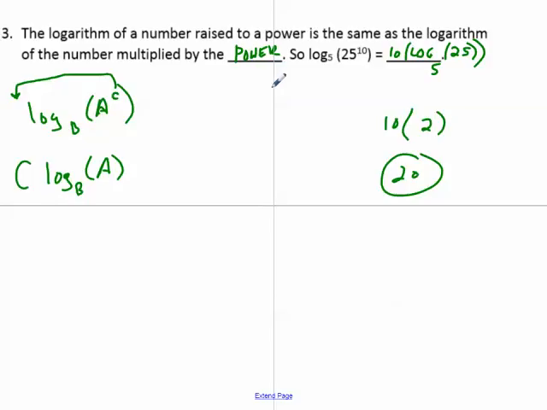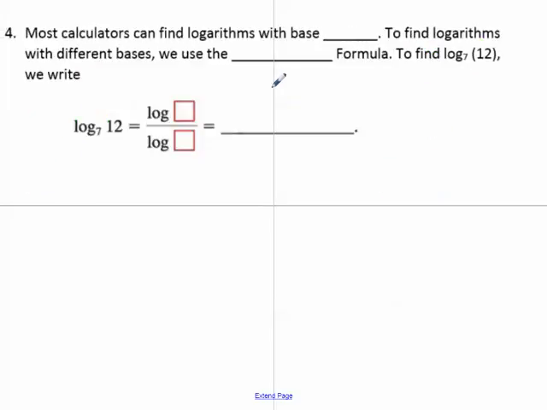So last, another property of logs is the change of base formula. If we're given something like this, log base 7 of 12, 7 to what power is 12? 7 to the first power is 7, 7 to the second power is 49. Somewhere between 1 and 2, I have no idea though, because we can't figure this out. But we can change the base.